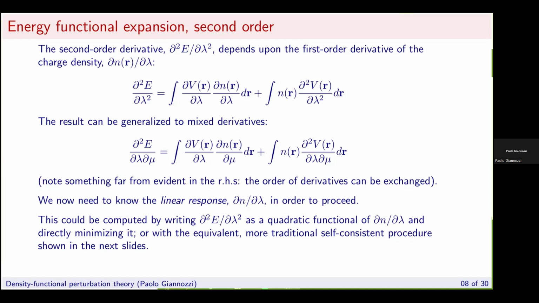Now, this result can be generalized to the case in which there isn't a single external parameter lambda, but there are more than one.